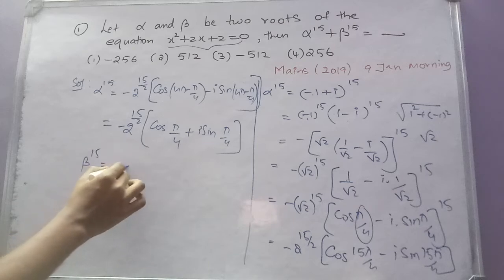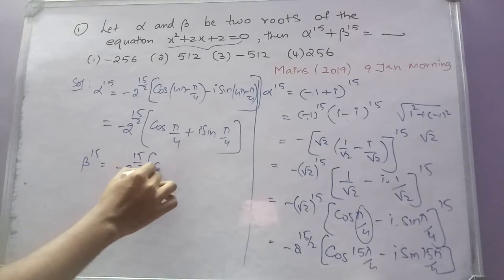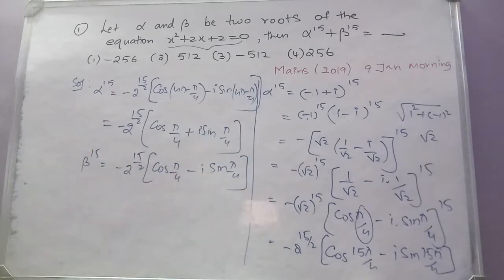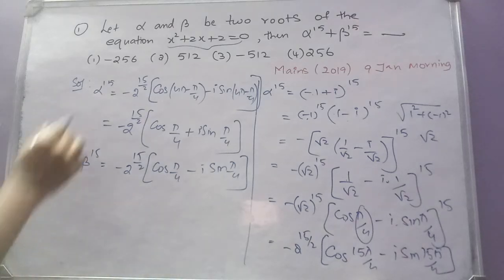Similarly, you find out what beta power 15 is using the same method. You'll get minus 2 power 15 by 2 into cos pi by 4 minus i sine pi by 4. Same method, just plus and minus will change. You can find it out. And finally, you can add these two.